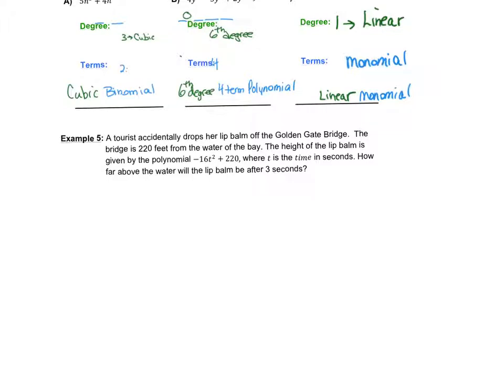Okay, the last type of question that you're going to be working with is going to be a word problem where basically they're going to give you an equation and you're going to have to try to find a value. A tourist accidentally drops her lip balm off the Golden Gate Bridge. The bridge is 220 feet from the water. The height of the lip balm is given by the polynomial. Okay, so they're telling me height is equal to negative 16t squared plus 220, where t is considered the time, and they want to know how far above the water, so what is the height of the lip balm after 3 seconds. So they want to know what is h equal to when t is 3.